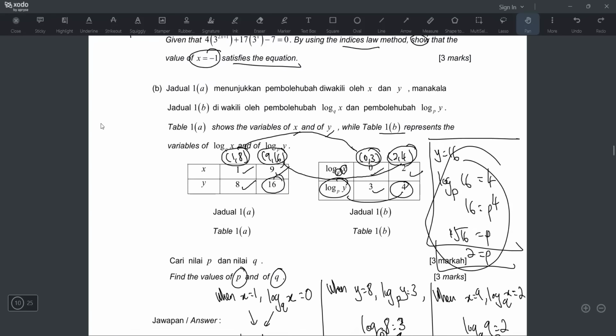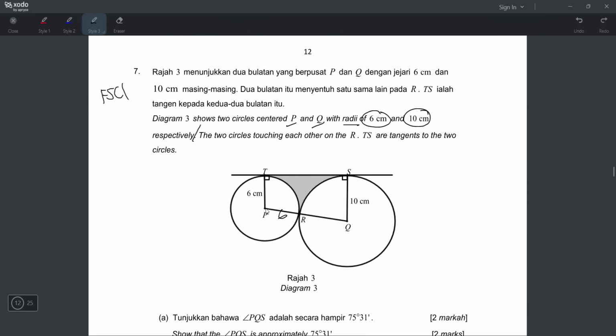The small circle radius is 6, so P to R will be 6 also, because P is the center, right? So when you draw to R, which is the side of this circle, it will be 6 also. And then the center of the big circle is Q. Drawing here is 10. Drawing to R, it will be 10 also. That means the whole line here is 16. And this is actually a trapezium.